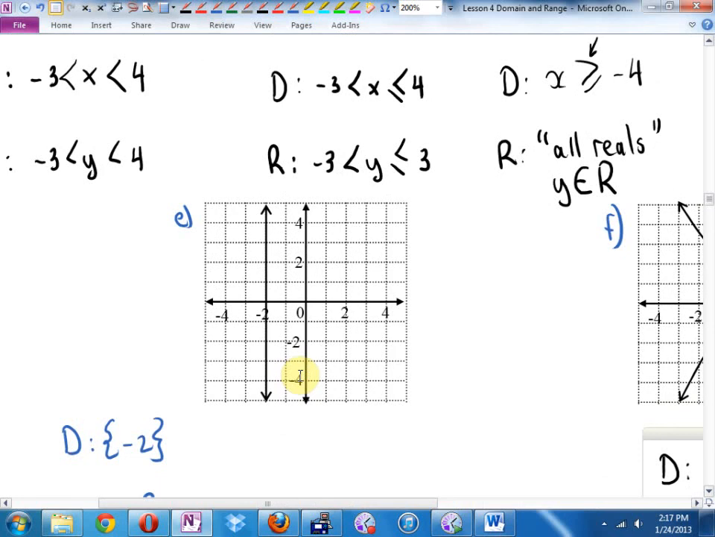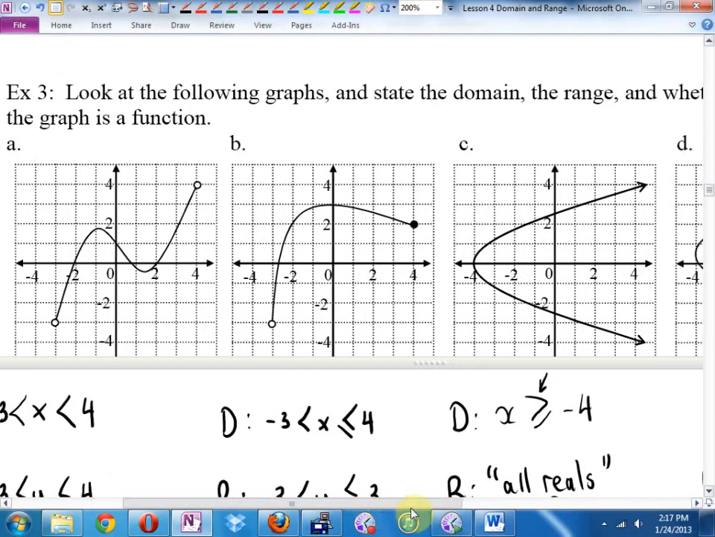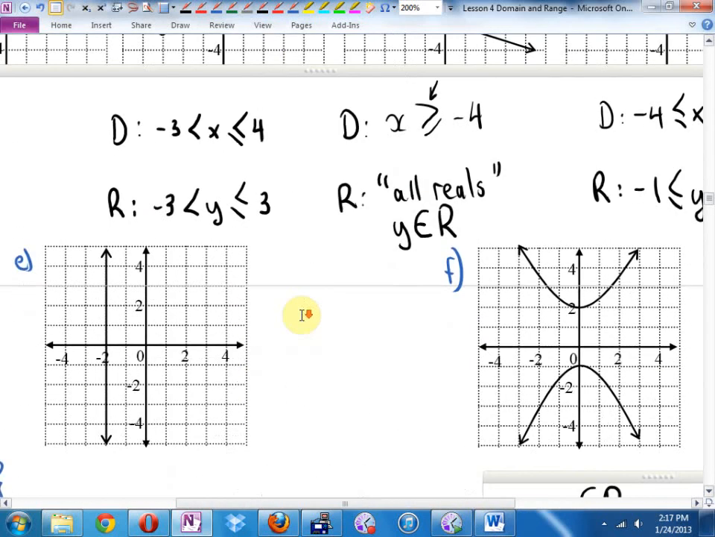Graph E, function or not? Nope. What about graph A? Yeah. B? C? No. D? No.